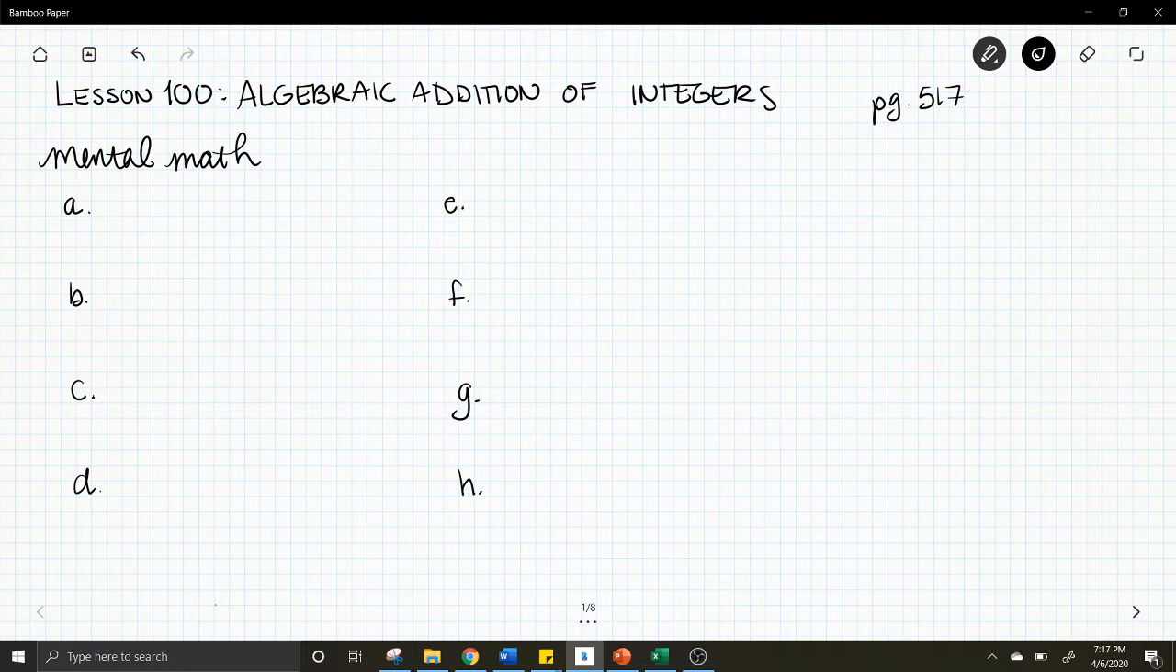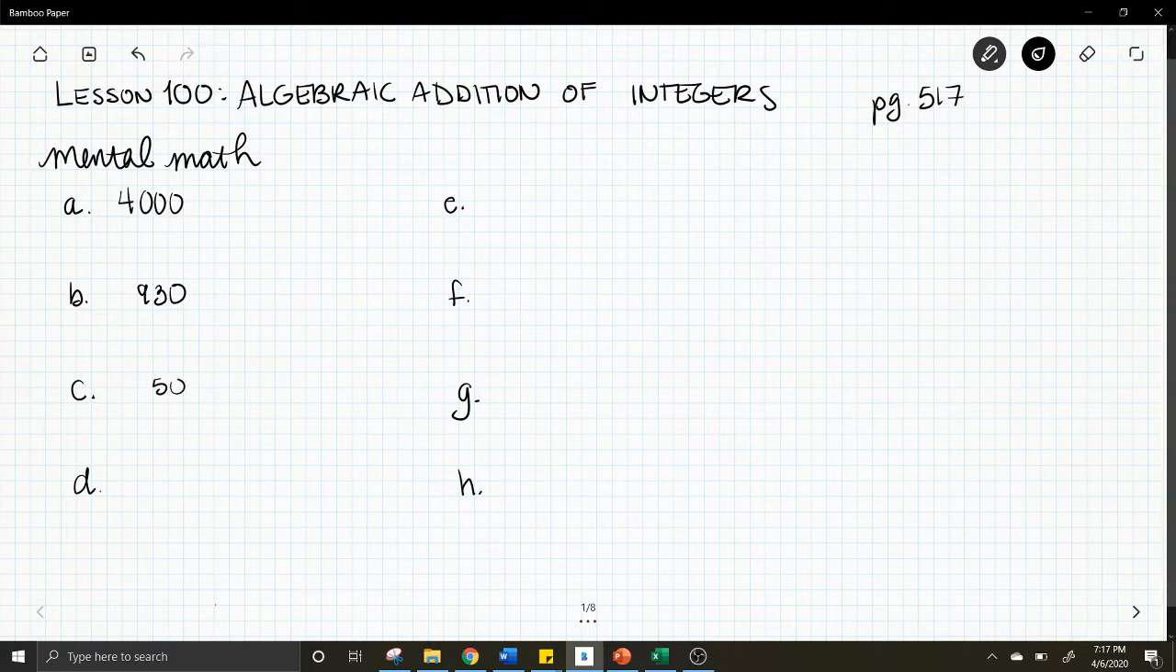50 times 80. What is 50 times 80? The answer is 4,000. All right, so good job on that one. Letter B, 380 plus 550. What is 380 plus 550? The answer is 930. All right. Letter C, 50% of 100. 50% of 100. The answer is 50.